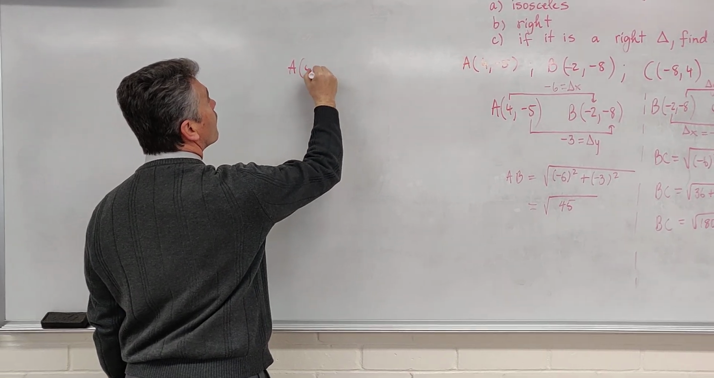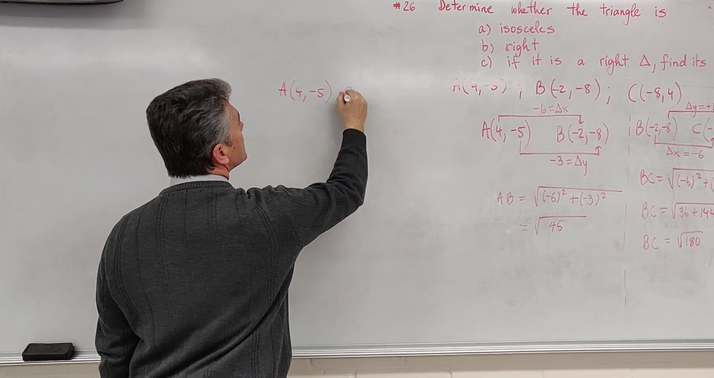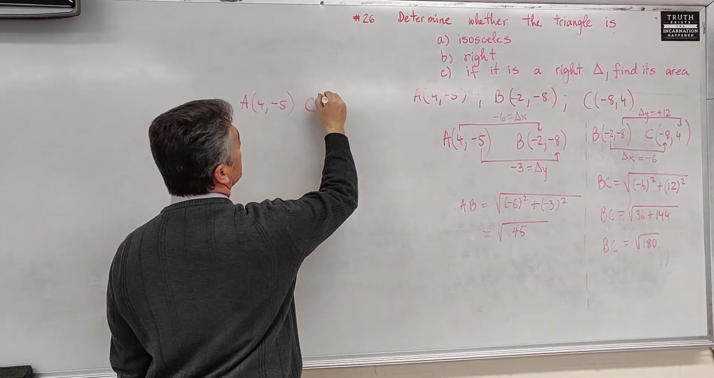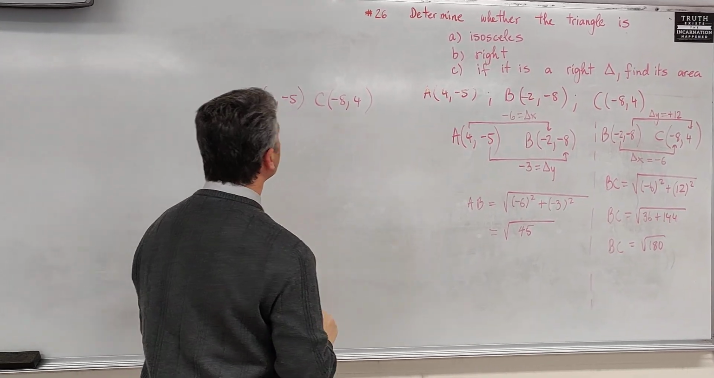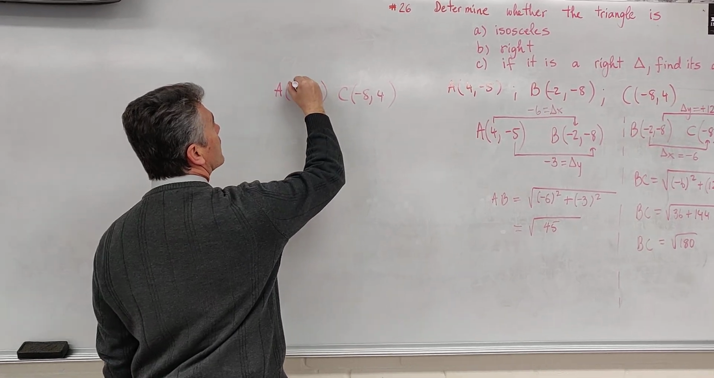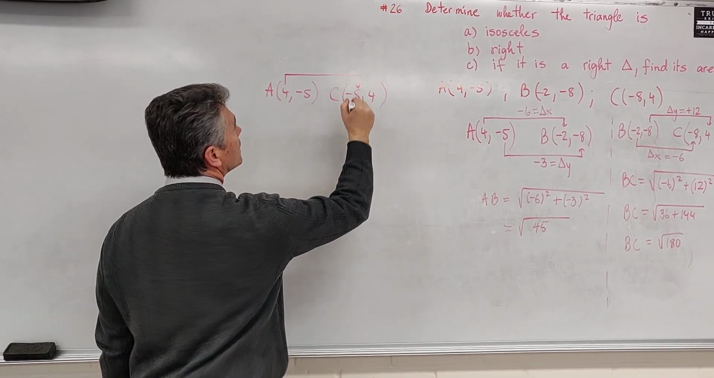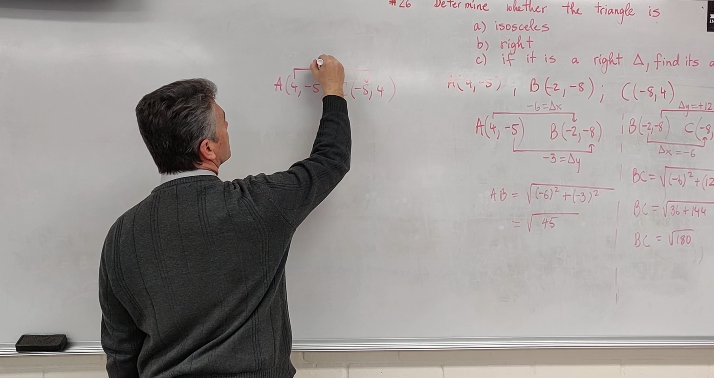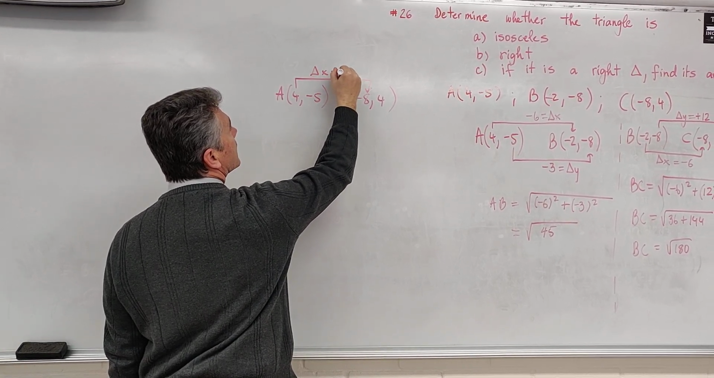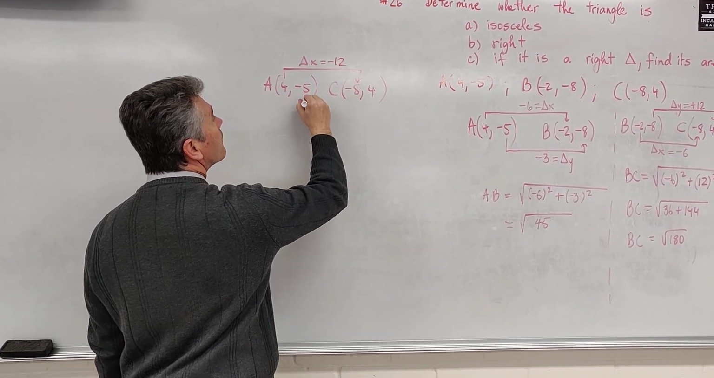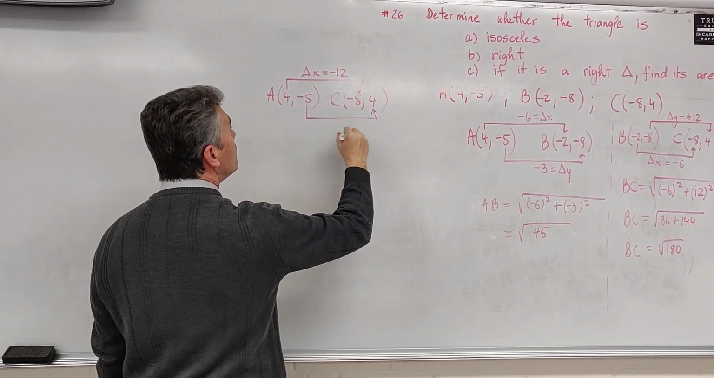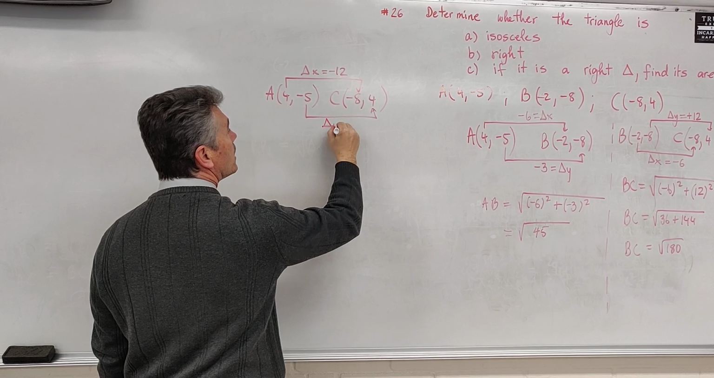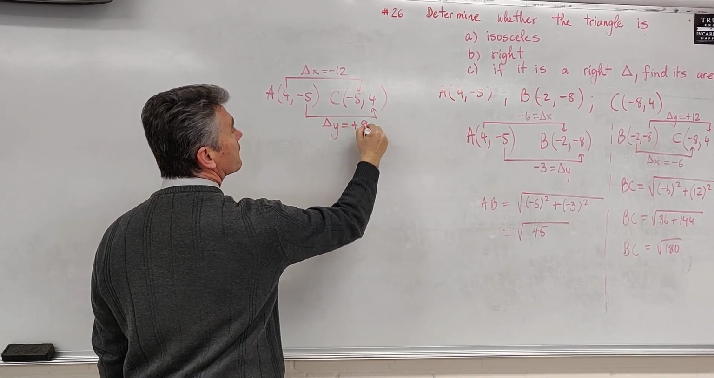A has coordinates 4, negative 5. C has coordinates negative 8 and 4. To get from 4 to negative 8, you need to go 12 to the left. So your change in x is negative 12. To get from negative 5 to positive 4, you need to go 9 units up. Your change in y is positive 9.